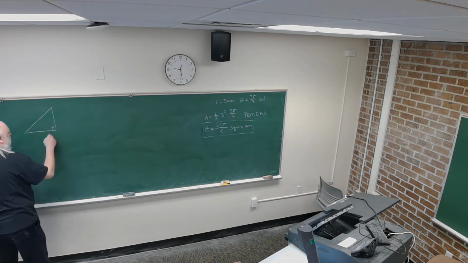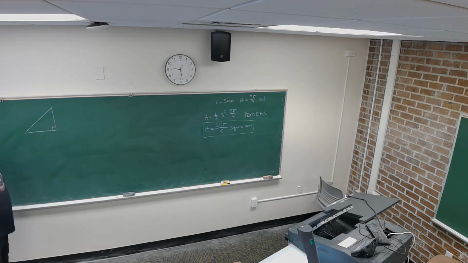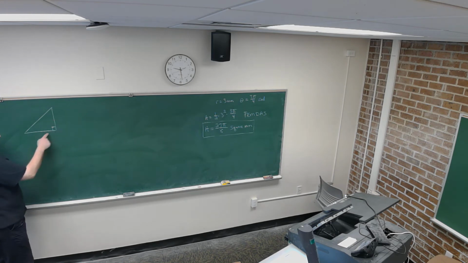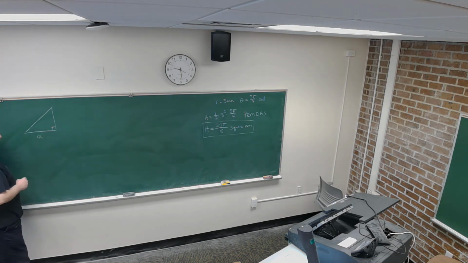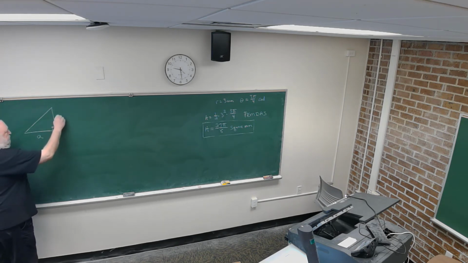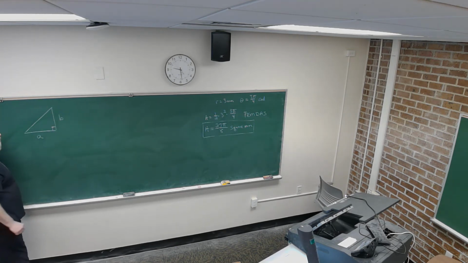Here's a right angle down here, this is 90 degrees, and these two angles are acute. This is the base. These two sides are called legs of the right triangle. The base has length A. This is the height of the right triangle, with length B. Then this is called the hypotenuse because it's the longest side and it's opposite the 90-degree angle, and it has length C.